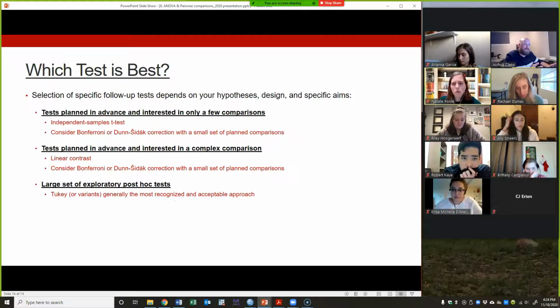So, question for post hoc stuff: which of these tests is best? Okay. It really depends on your hypotheses, your design, and your aims. What are we trying to do with this stuff? If I've planned my tests in advance and I'm interested in only a couple of comparisons, these a priori tests are going to be the best.